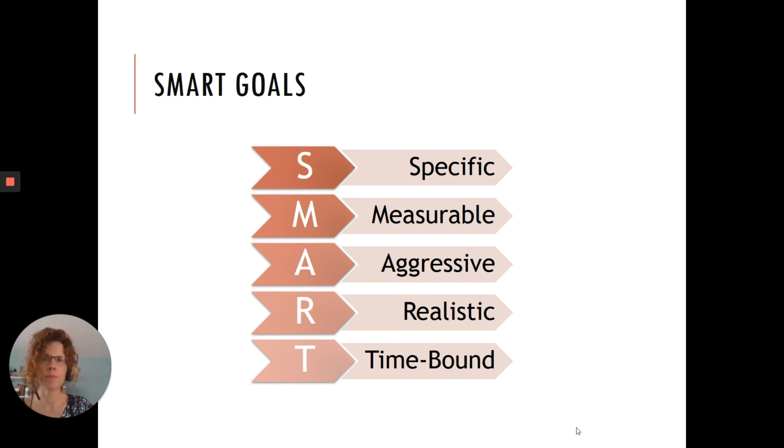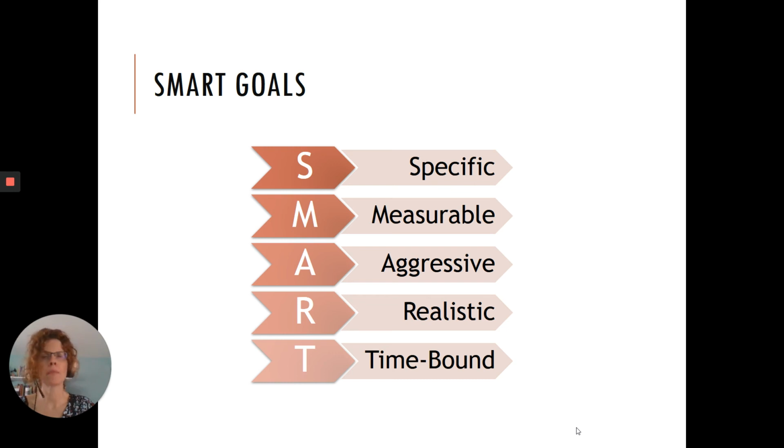A common goal that people will have in their lives in general has to do with their weight. It could be that they want to gain weight. It could be that they want to lose weight. Whatever. It could be that they want more muscle. It could be that they want to be toned. Again, something with their bodies.